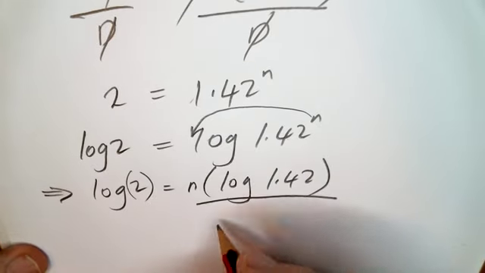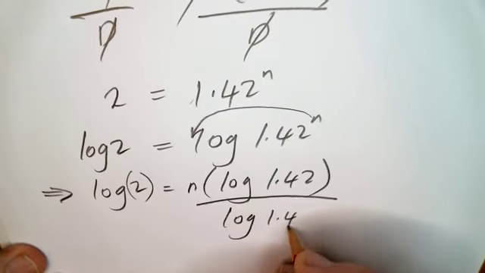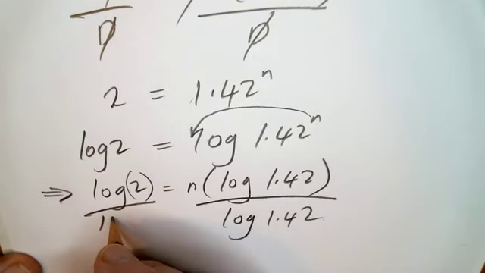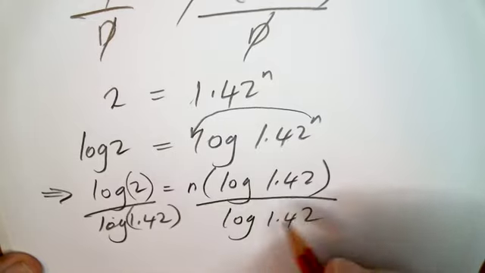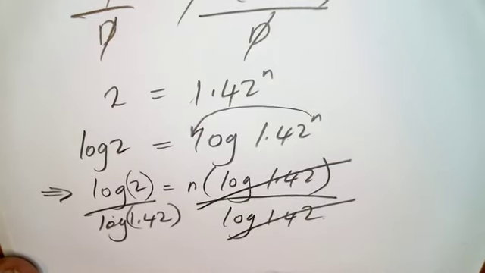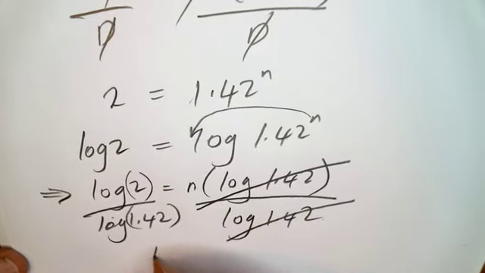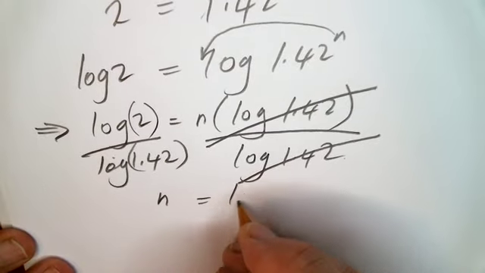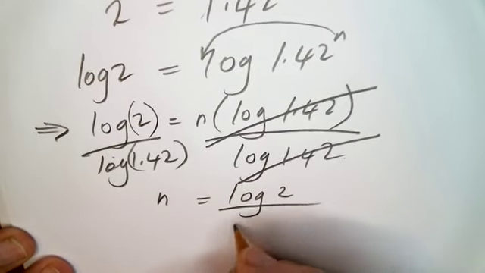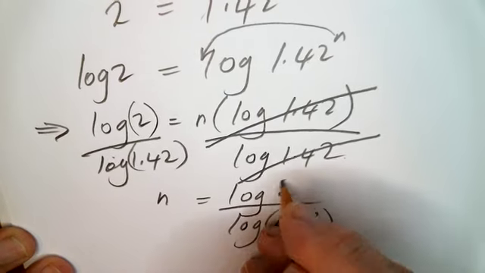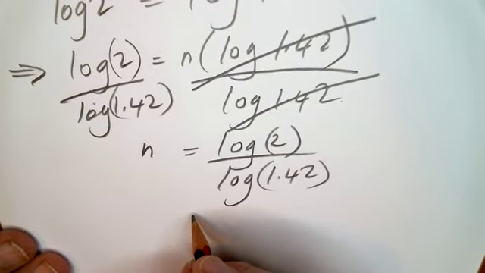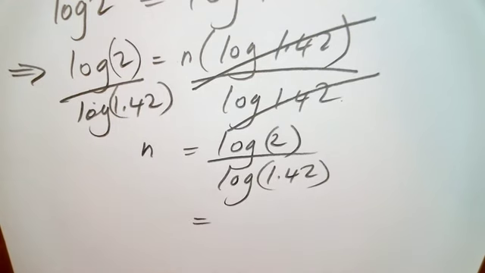Now I'm going to divide both sides by the log of 1.42, put it in brackets, and I'm going to divide those out, leaving me with n. So n is going to equal log 2, and I'll write this out so you can see it, over log 1.42. There it is. I put everything in brackets. Don't need to actually, but I think the examiners would probably like it if you did.